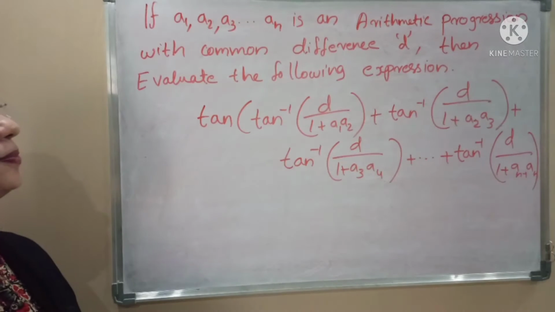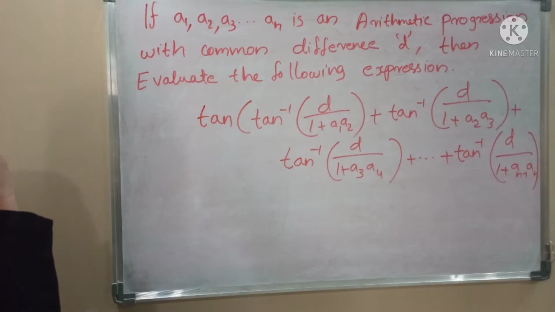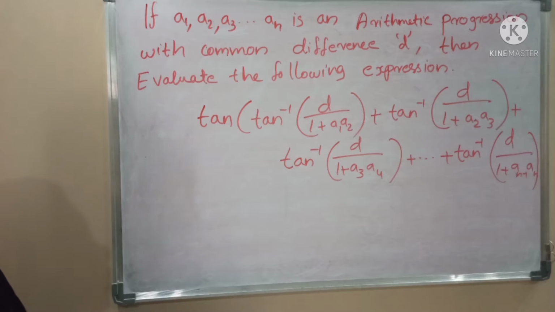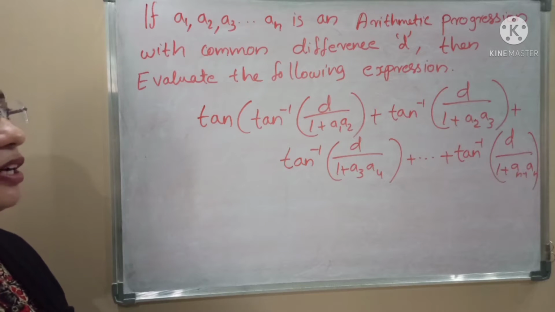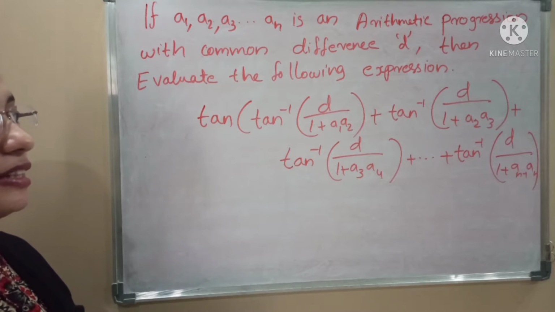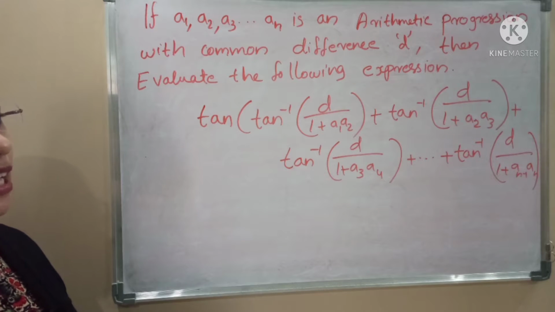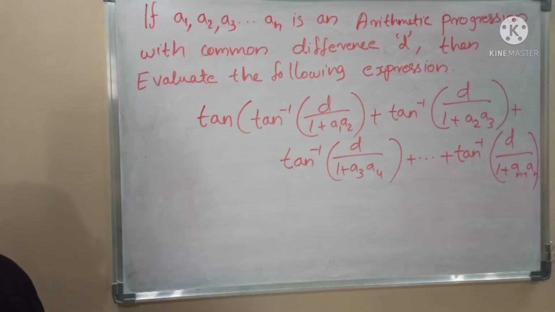This is our next problem. If a1, a2, a3, etc., an is an arithmetic progression with common difference d, then evaluate the following expression. So our expression is tan inverse d by 1 plus a1 a2, plus tan inverse d by 1 plus a2 a3, plus tan inverse d by 1 plus a3 a4, etc., tan inverse d by 1 plus an minus 1 an. Okay, so this we have to evaluate.